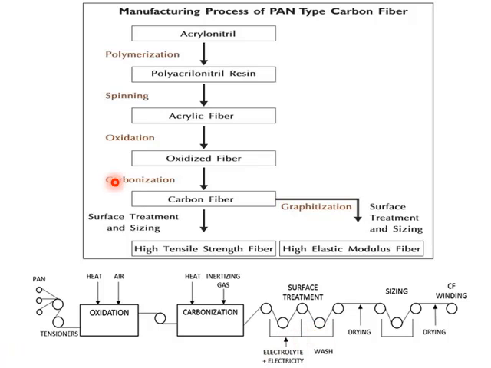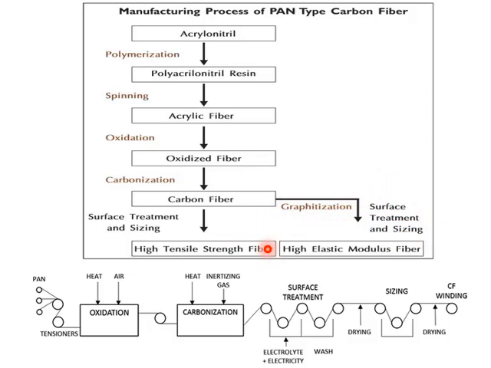So the steps go like this: acrylonitrile polymerization gives polyacrylonitrile, that is PAN. Then spinning gives acrylic fiber, then oxidation gives oxidized fiber, where we remove oxygen, hydrogen, and nitrogen atoms. Then carbonization, where we align these fibers in one direction by increasing the carbon percentage. Then graphitization, surface heat treatment, and sizing.